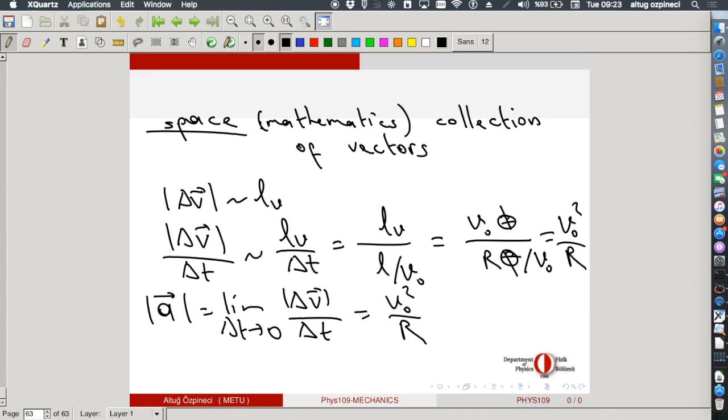So we have shown that the magnitude of acceleration is v0 squared over r. Since it's a circular motion, r is constant. We also know that it is a uniform motion, so v0 is constant, the speed is constant. So the magnitude of acceleration is constant. Is it a motion with constant acceleration? Your friend has said that although the magnitude is constant, the direction of acceleration is constantly changing, so the acceleration vector is not constant. It's not a motion with constant acceleration.